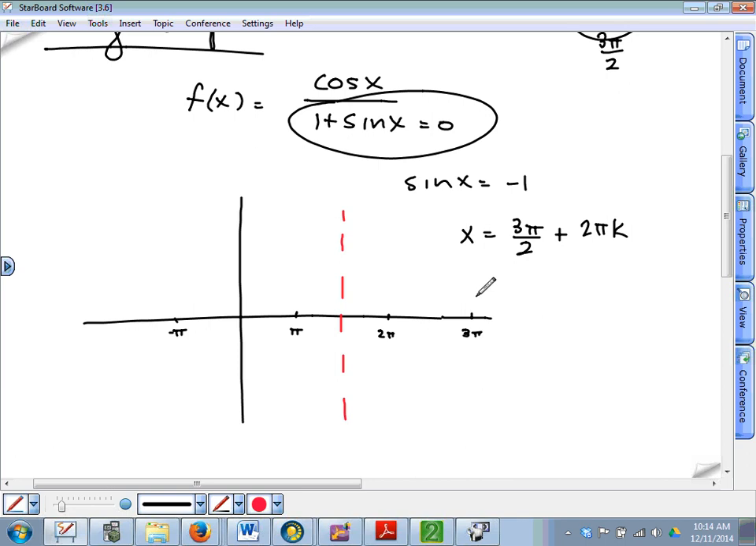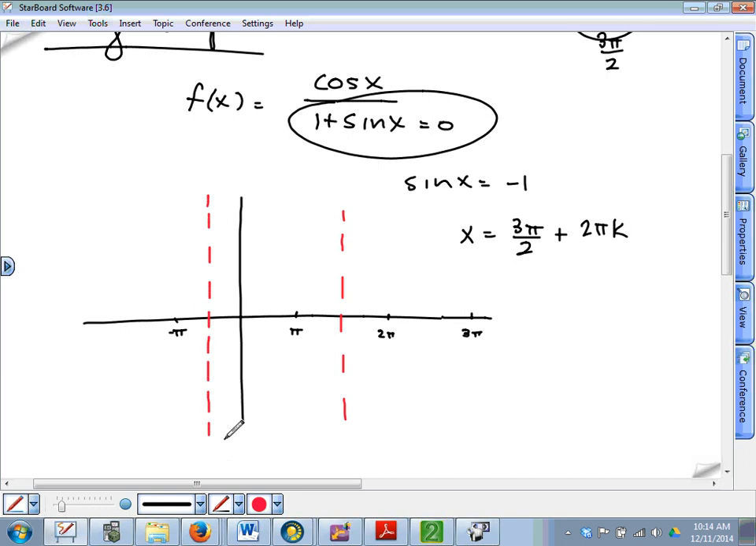Remember, it's at 2 pi k intervals. That's a full revolution. So if you started at 3 pi halves, I'm talking about in this direction. Yeah, negative pi halves.